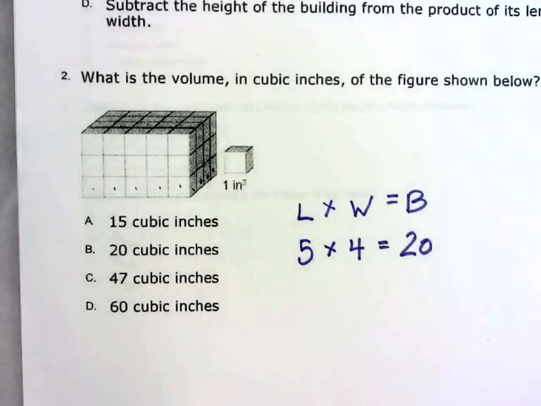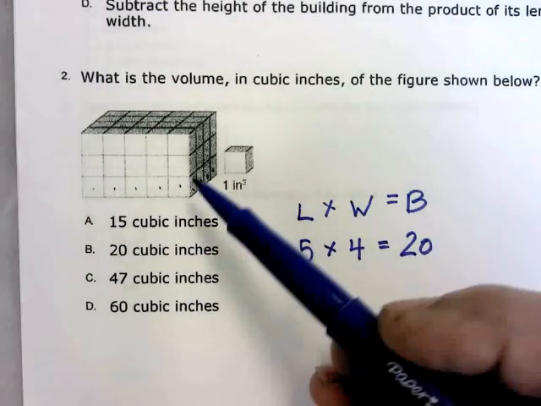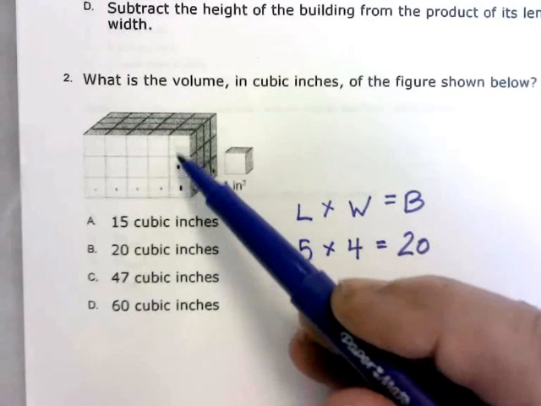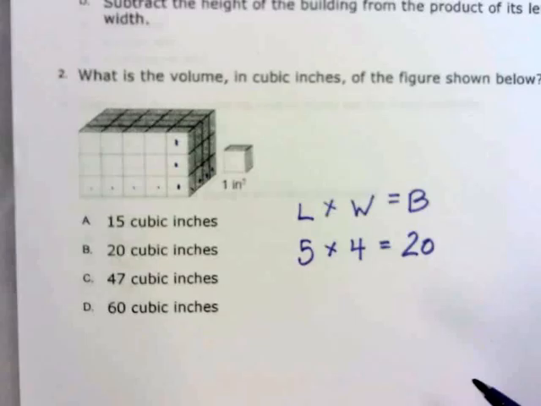Now, the next step is to count my height. I'm going to use my dots. I've already got one here. 1, 2, 3. My height is 3.